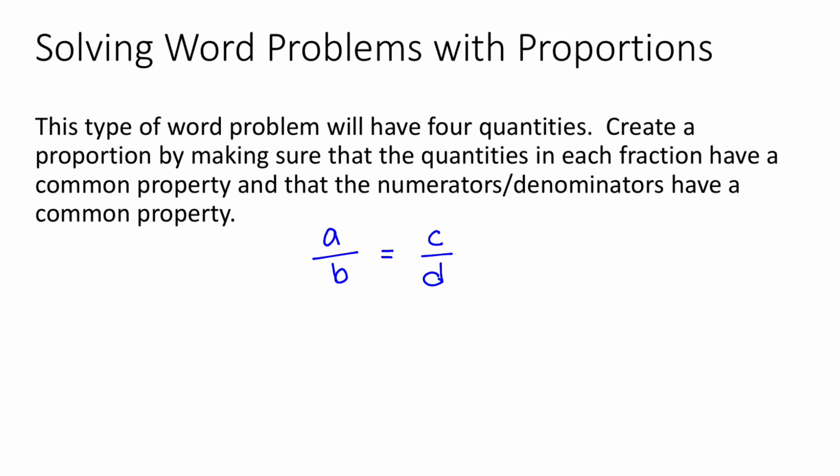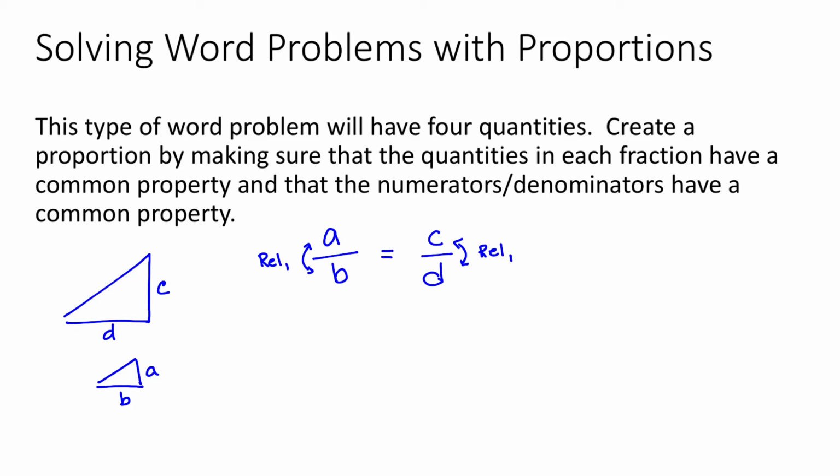So what you're looking for is some common relationship within the fraction. So this is relationship number 1. This is going to be the same relationship. So maybe we're talking about triangles that are similar to each other, and A and B come from the same triangle, and C and D also come from the same triangle as each other. So that's my first relationship, is that they both come from the same triangle.